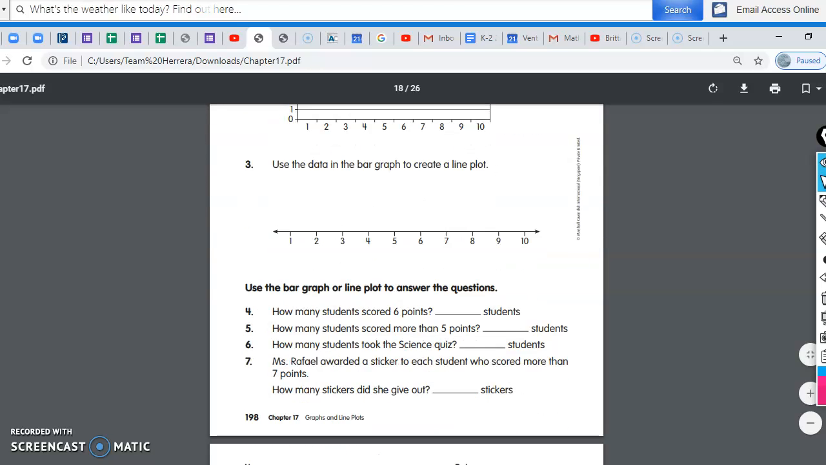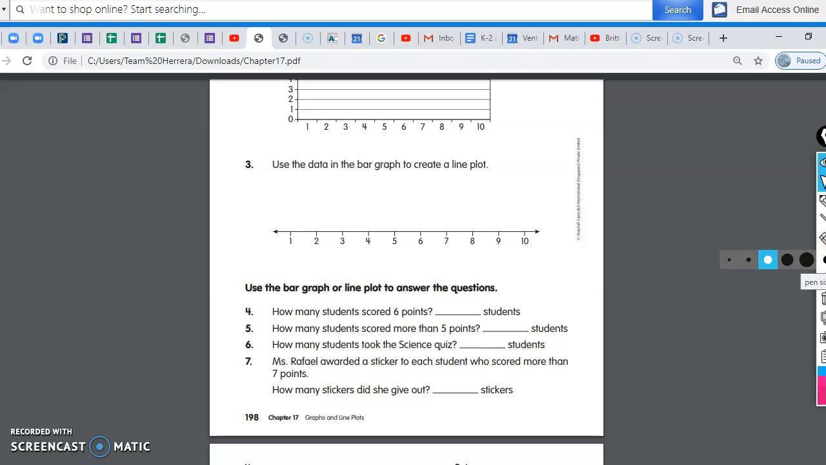It says use the data in the bar graph to create a line plot. So what we can do here is plot those numbers on a line. There are different ways you can do it. A lot of times they'll put little X's above each line. We're going to just use dots for ours.